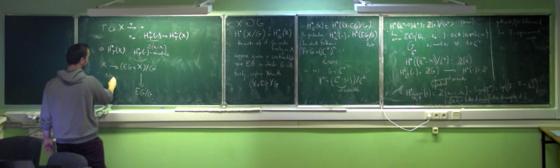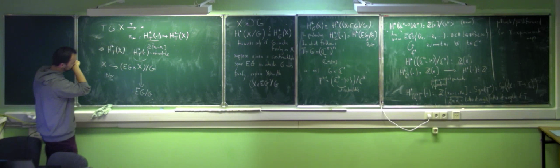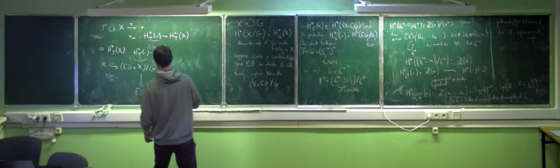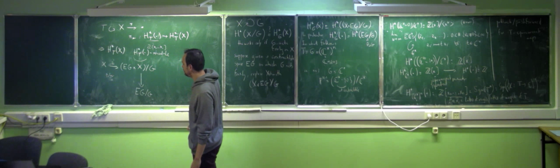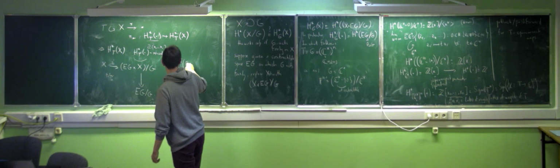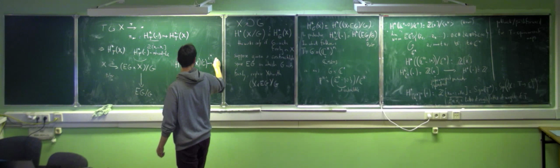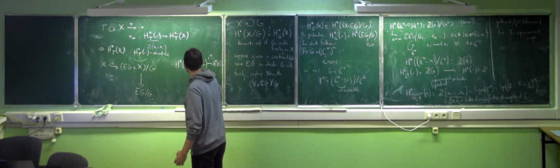But anyway, the point is, you always have this embedding. Yes, correct, exactly. Let me call it i, which means you have a pullback map from H star of EG cross X over G to H star of X. But of course, what is this thing? This thing is nothing but, by definition, H star G of X.